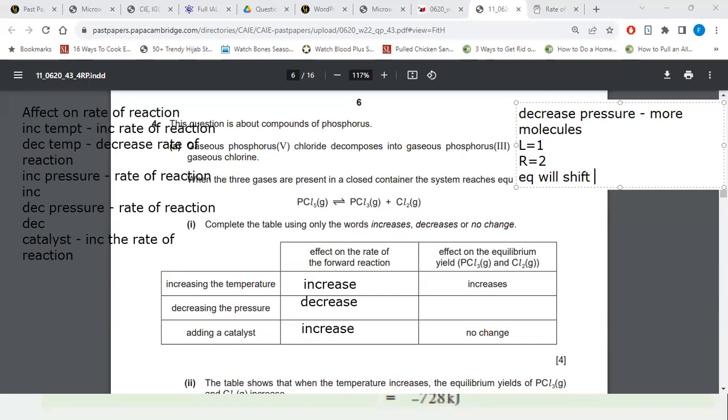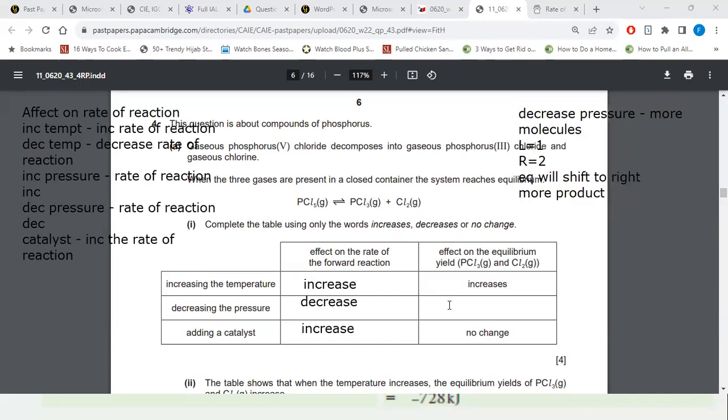Correct. So what's going to happen to my product? More product is going to be produced. Yes, exactly. More product. So I will write down over here that my product is going to increase.